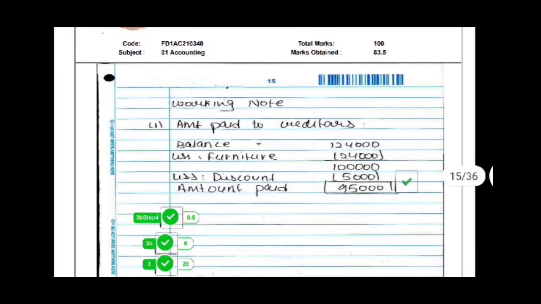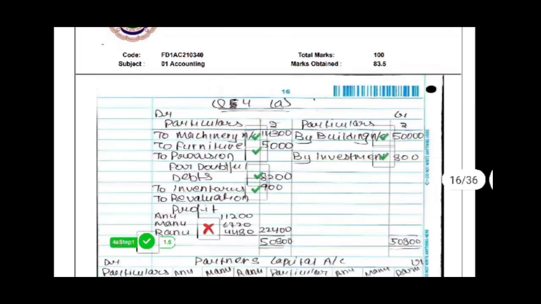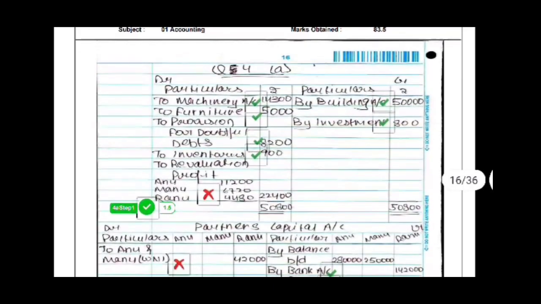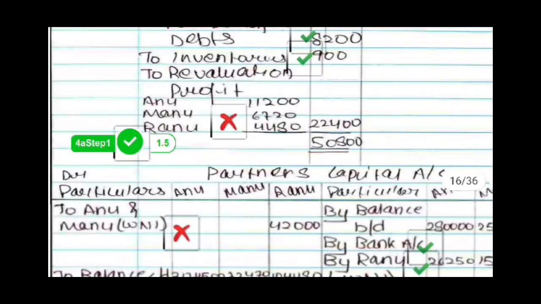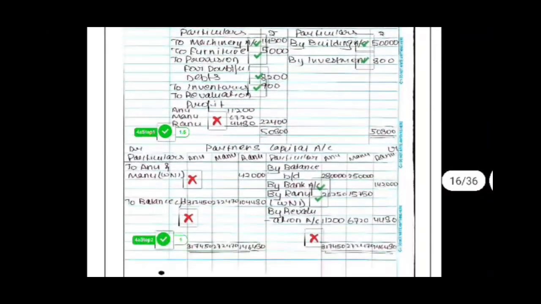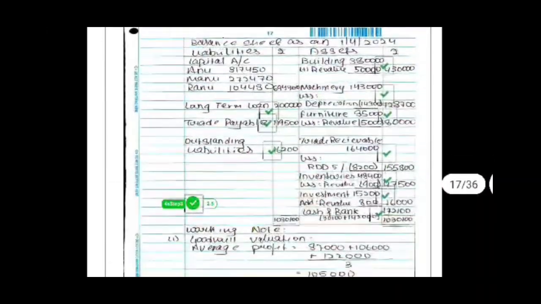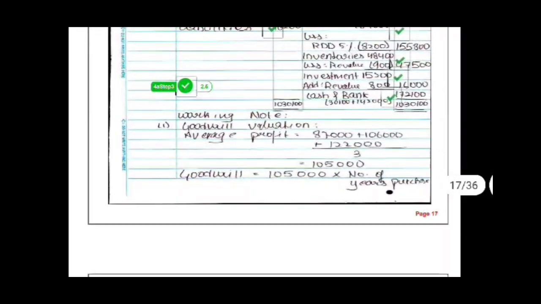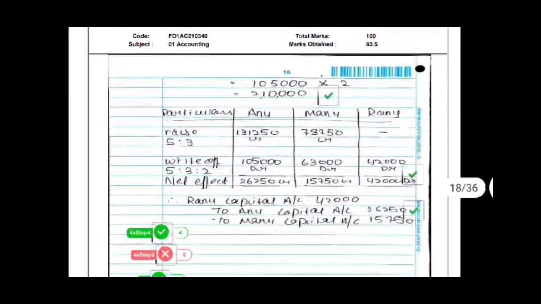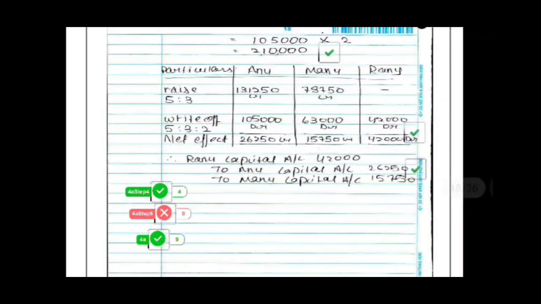So moving on to the next part, question number 4A, which was about admission of partner. The mistake I made here was, in case of admission of a partner, the revaluation profit is transferred only to the old partners, but I mistakenly transferred it to the new partner as well. So it went wrong, but I still scored, since the balance sheet of course tallied. And I made the working note for goodwill valuation, average profit into number of years of purchase. 2,10,000 was my goodwill, and then the adjusting entry for goodwill. So I scored 9 out of 12. 3 marks got cut because of this silly mistake.